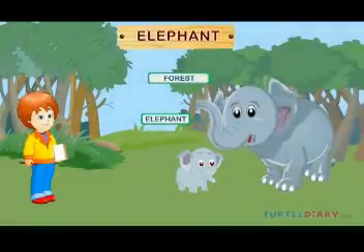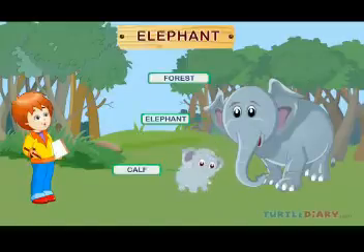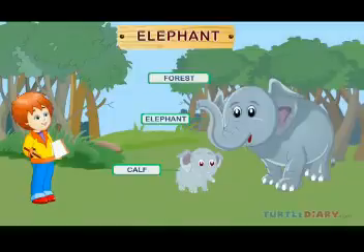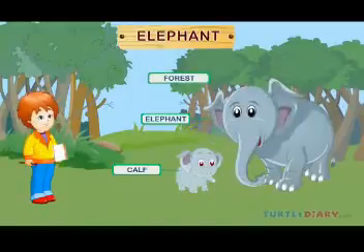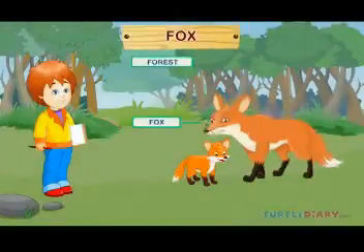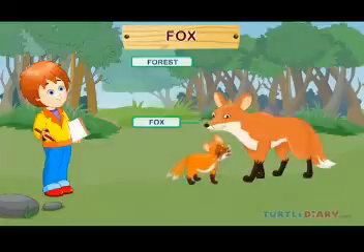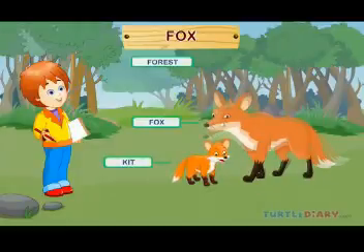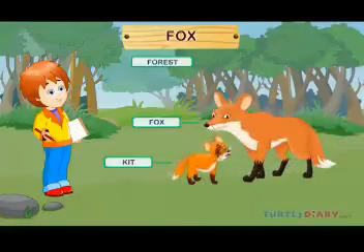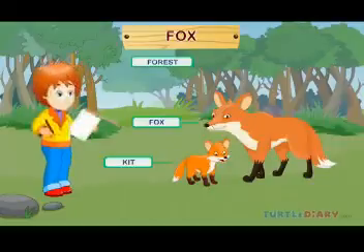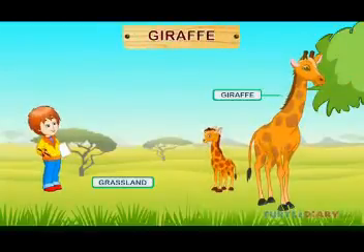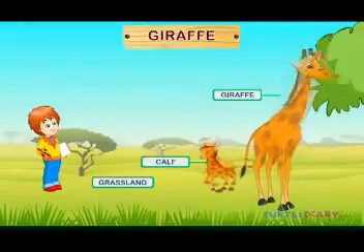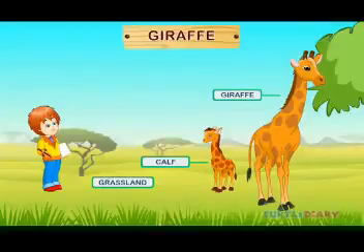Elephant. Here is an elephant. A baby elephant is called a calf. They are found in swamps and forests. Fox. This is a fox. A young fox is called a kit. They are mainly found in forests. Giraffe. Here is a giraffe. A baby giraffe is called a calf. Giraffes are mainly found in open grasslands and woodlands.